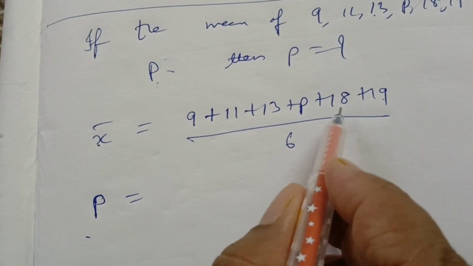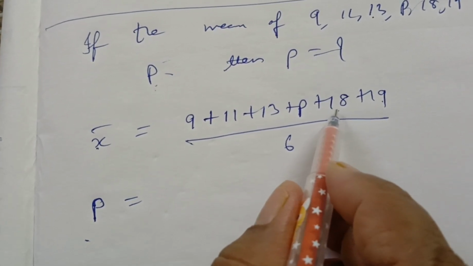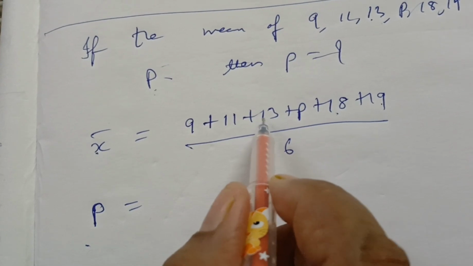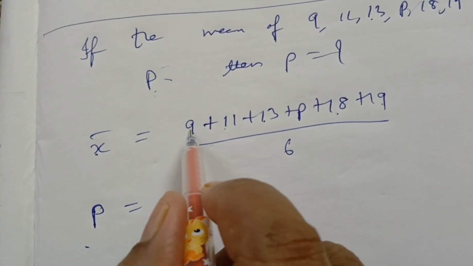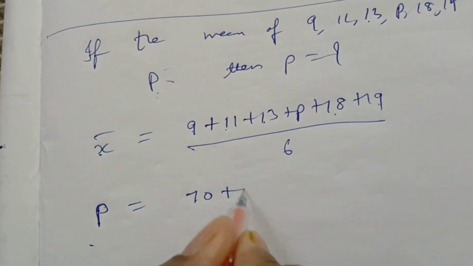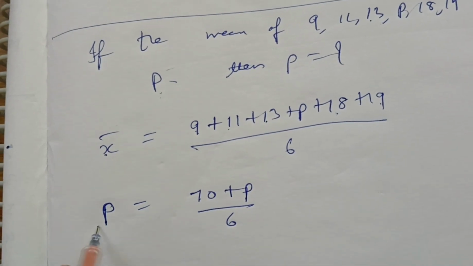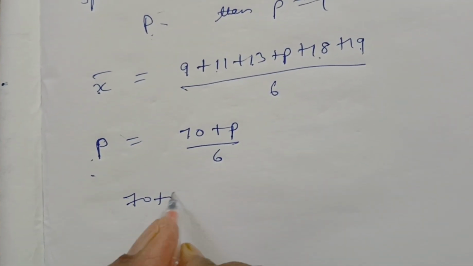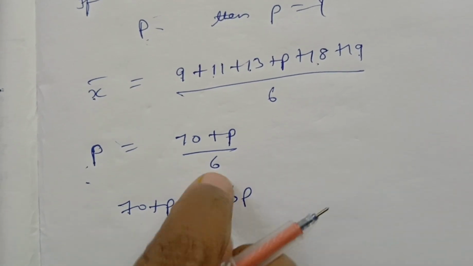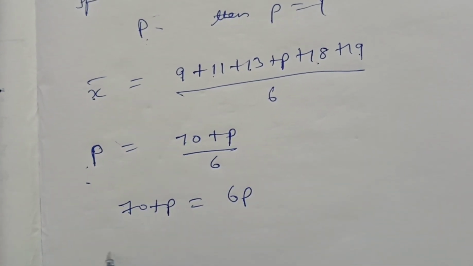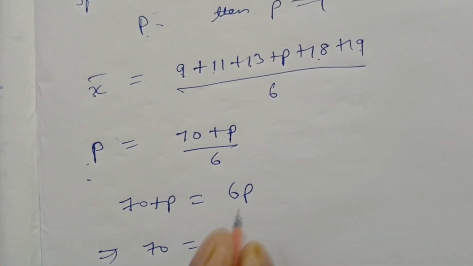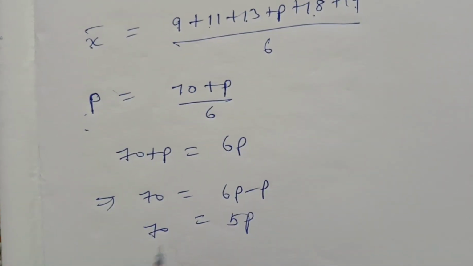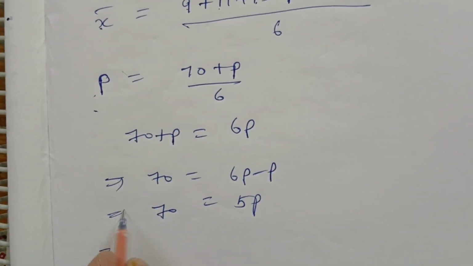19 plus 19 actually is 38. So 37. 37 plus 30, 50. 61, 70. 70 plus p by 6 is nothing but p. Cross multiplication should be done. 70 plus p is 6p, because we will cross multiply here. And 70 is equal to 6p minus p. 5p is equal to 70, or 70 is equal to 5p.